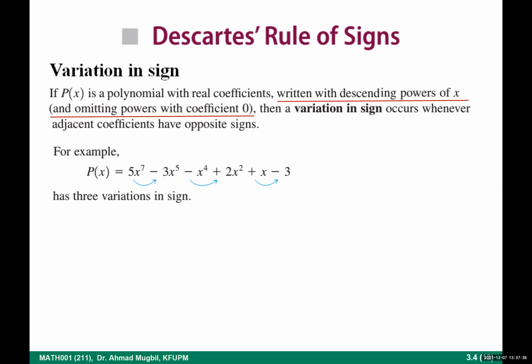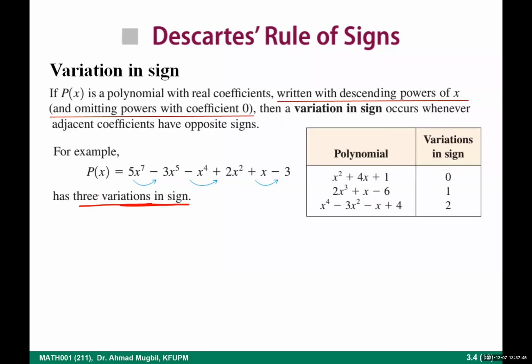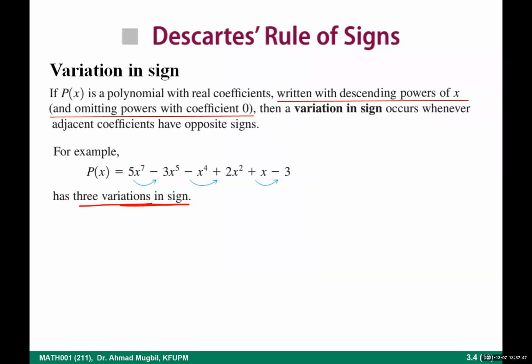Like this polynomial, look at this polynomial. It has 3 variations in sign. Why? Because they are ordered from the highest to the smallest power in descending order. Positive, then negative, so this is one variation. Then negative, negative, there is no variation here. Then negative, positive, this is the second variation. Positive, positive, no variation here. Then positive, negative, so we have here 3 variations. The number of variations here is 3.